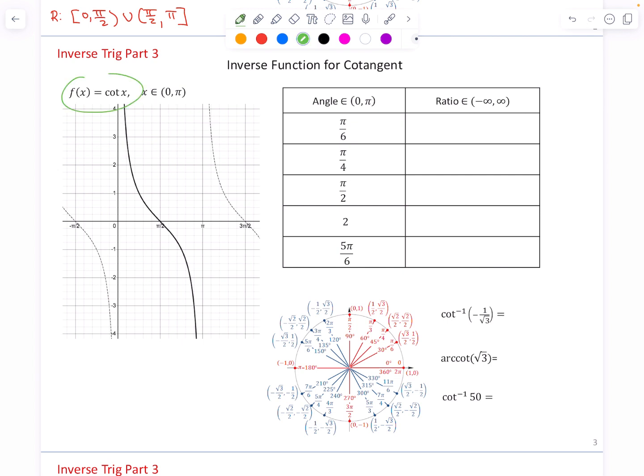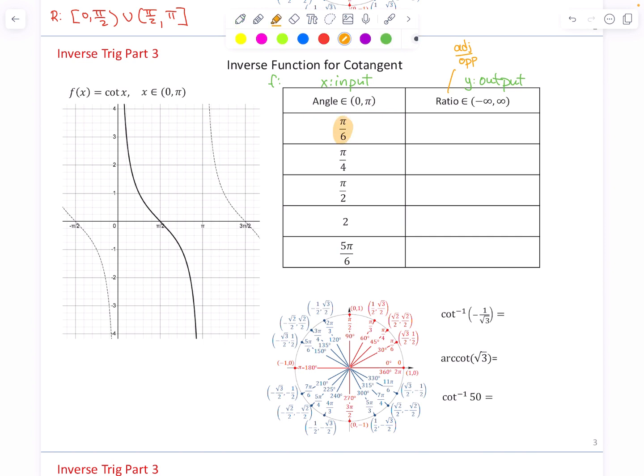So this function f will input angles between 0 and pi and output ratios. And the cotangent is the reciprocal of tangent. Tangent is opposite over adjacent. So cotangent specifically gives us adjacent over opposite. And these outputs are y-coordinates in our graph here.